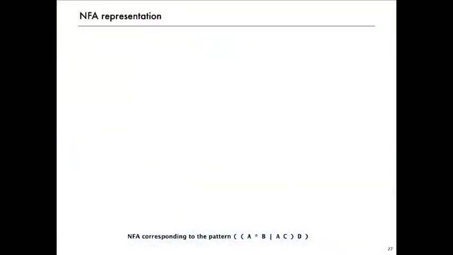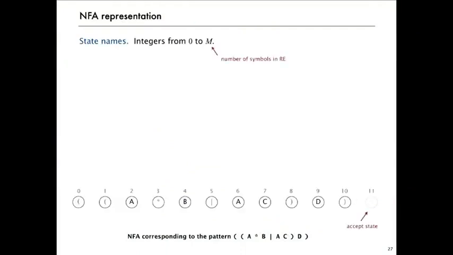First, we're going to look at the process of simulating the operation of an NFA. And in order to do that, we have to look at the representation. For state names, we're just going to use the integers from 0 to m, and those are just indexes into the regular expression string with one extra one for the accept state. So if the RE has m characters, we've got m plus 1 states.